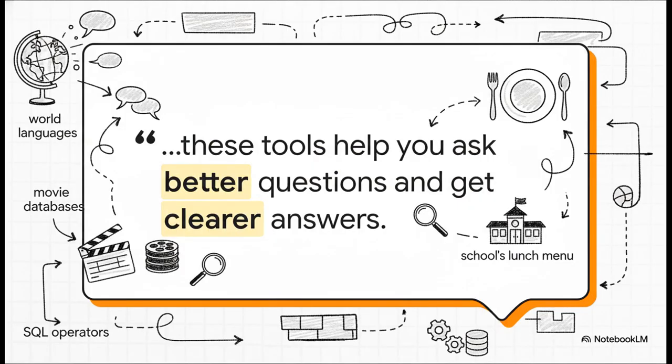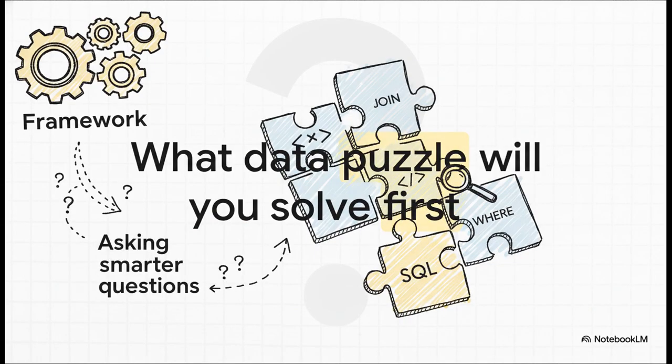And really, that's what this is all about, right? It doesn't matter if you're analyzing global languages, digging through movie databases, or heck, even trying to figure out your school's lunch menu. These 5 operators are the tools that help you ask much better questions and, in the end, get much clearer answers. It's all about turning that raw data into actual knowledge. So, there you have it. You've now got the tools. You've got the basic framework for asking way smarter questions of your data. The only real question left is, what data puzzle are you going to solve first?